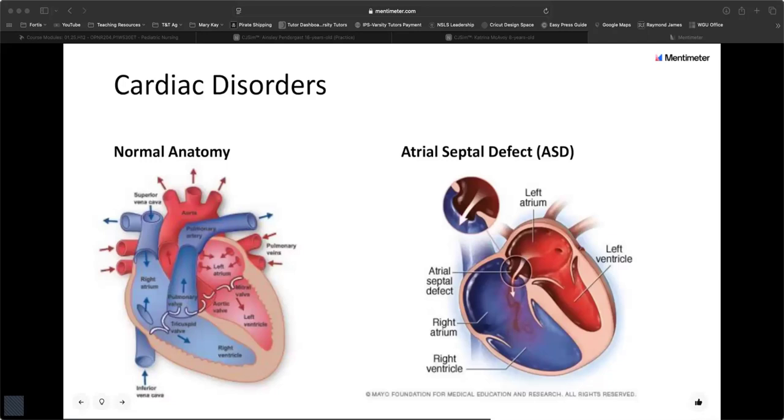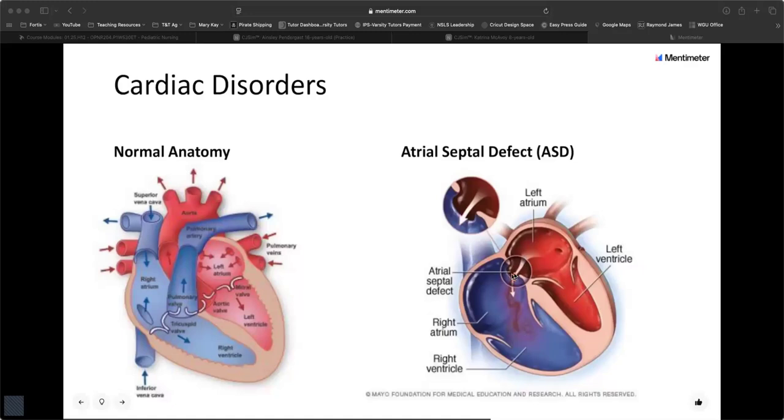So a septum is just a wall. So we can see that we have this nice wall that goes in between the two chambers of our heart here. These are valves that go in between the atria and the ventricles. But if we have a hole anywhere along this wall, we have a septal defect. And our location, conveniently, is the very first word in our disorder. So an atrial septal defect, we're talking about a hole between the upper two chambers of our heart.